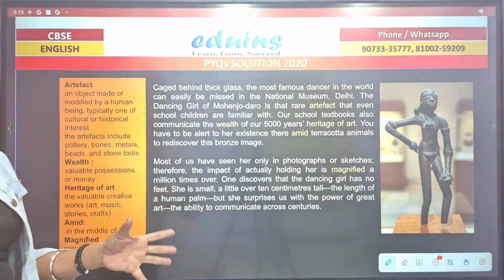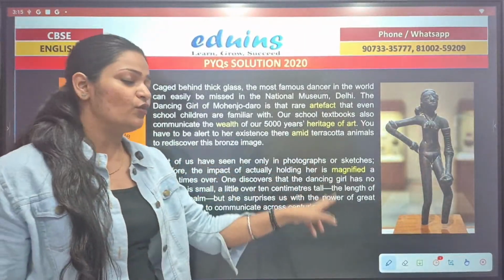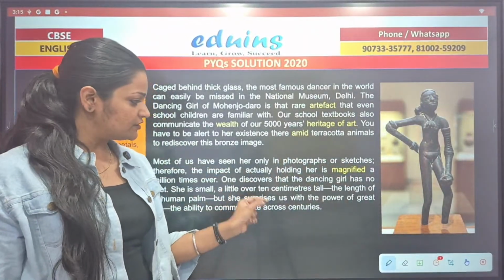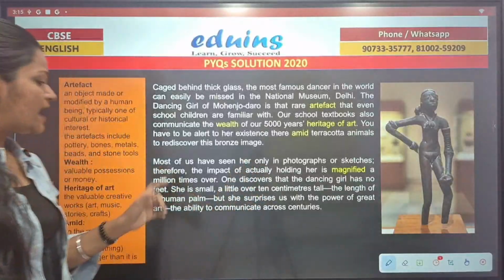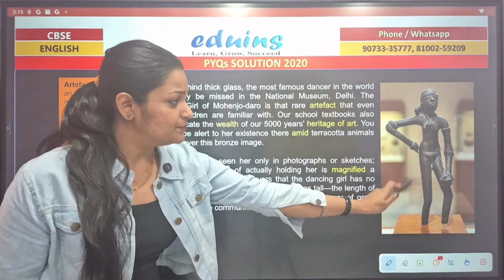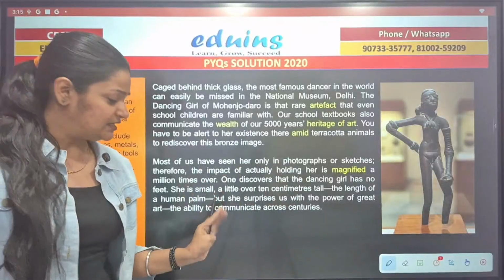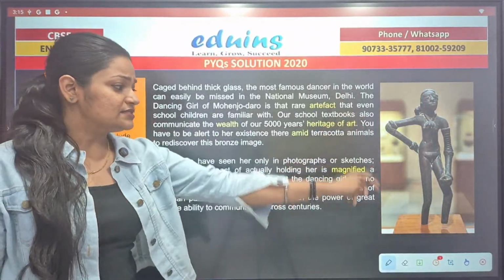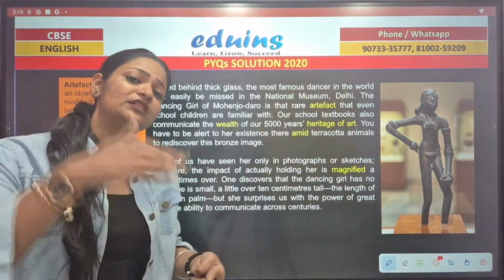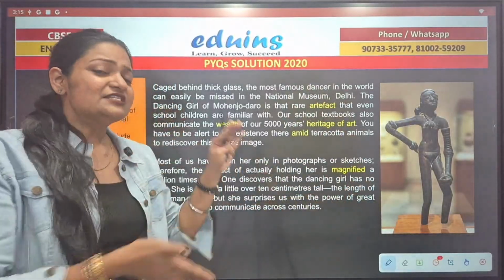So most of us have seen her only in pictures or sketches. Therefore, the impact of actually holding her is magnified a million times over. Full stop. One discovers that the dancing girl has no feet. As you can see in the picture, there are no feet. She is small. You are getting to see her big in this picture, that's why you are thinking she's big, but it's not big. It is very small in size.